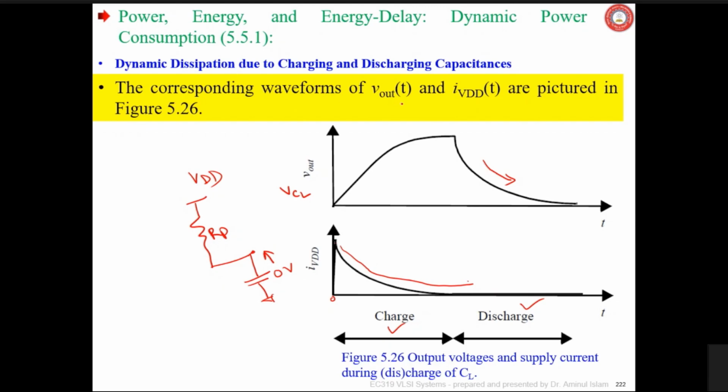The corresponding waveforms of Vout and i VDD are pictured in this figure. Vout is rising like this while charging, and i VDD is initially very high, then it will be falling. As the capacitor is getting charged, the current will reduce. Initially it will be charging with very high current, then the current will be reduced. That's what is shown here. And this part is the discharging part when the N MOSFET is on.